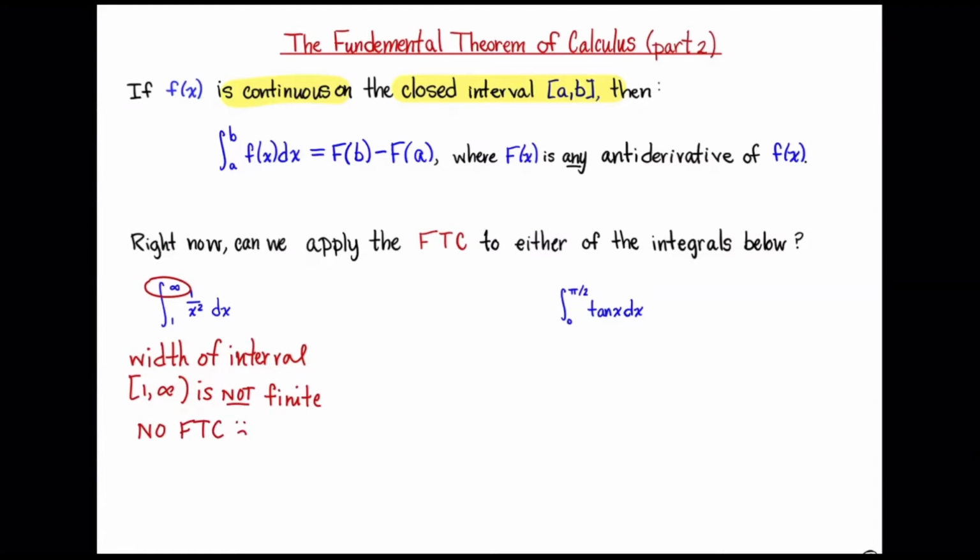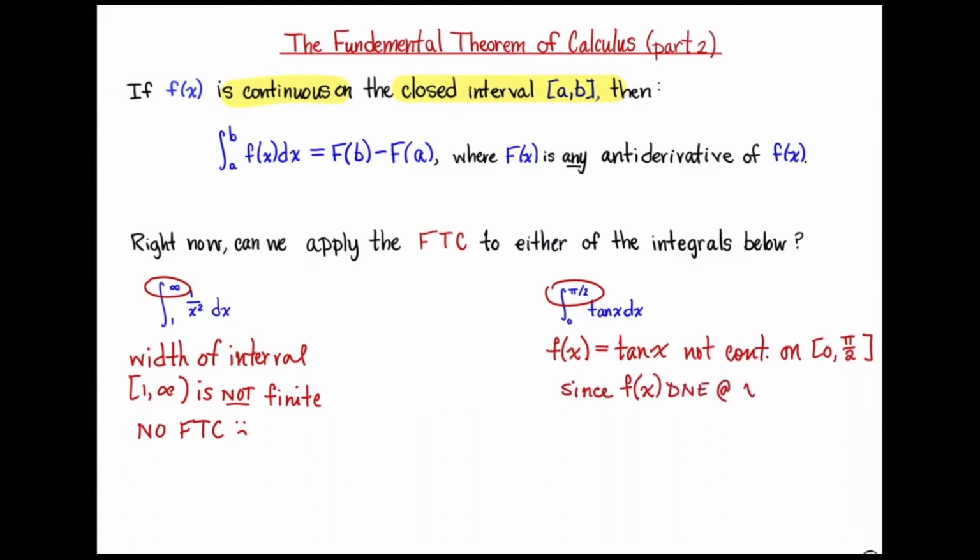And while in the integral with the tan x, we don't have an upper bound of infinity, it's still not continuous on that interval. So f of x equal to tan x is not continuous on the closed interval from 0 to pi over 2, since our f of x does not exist at pi over 2.